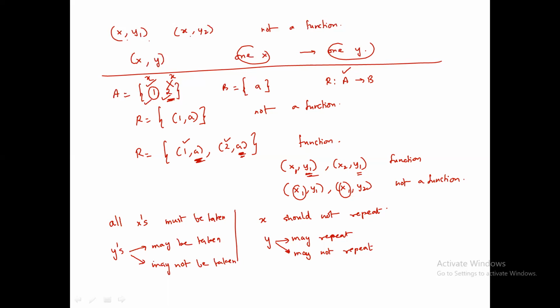So for a relation to be a function, the rule is only for x. Whatever two rules I told you, they are only for x. First one is all x's must be taken and x should not repeat. Y's, if you want, you take. If you want, you leave it. Nothing will happen. Similarly, y's, if you want, you repeat. Y's, if you don't want, don't repeat.